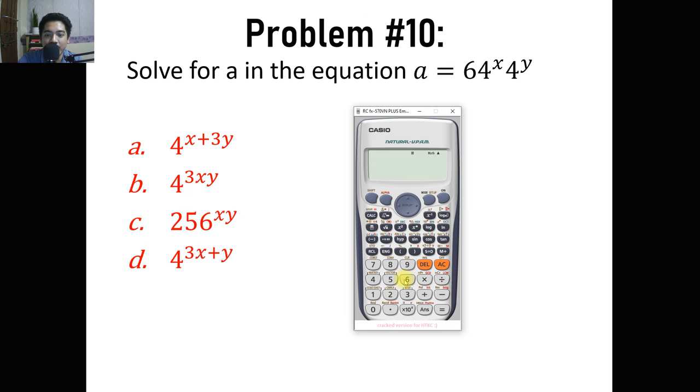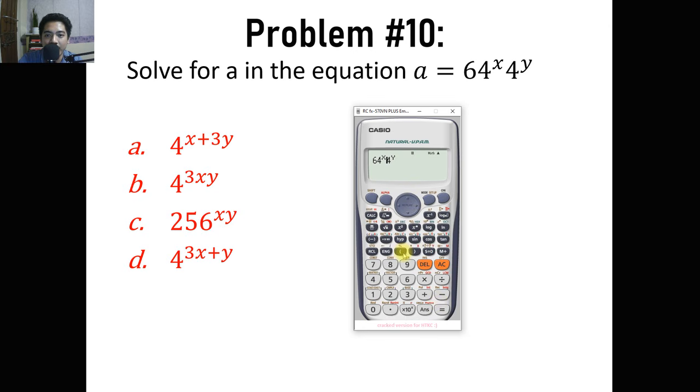correct answer. So we have to input 64, click this one, and then alpha x, multiplied by 4, click this one for the exponent, and then we have alpha y. Again, we click calc. The calculator will ask us what value of x we are going to use. So let's use x equals 2, y equals 3.